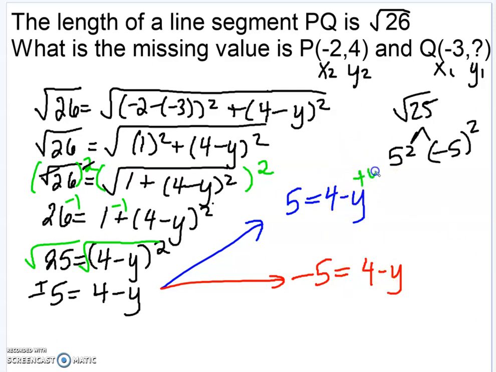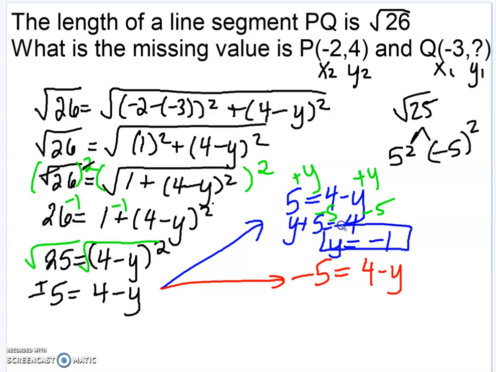So maybe in this one, I'm going to add y to both sides just to make y positive. So we'll get y plus 5 is equal to 4. And then to isolate for y, I'll subtract 5 from both sides. So one option for y is that it could be -1. Highlight that. So that's one possibility.